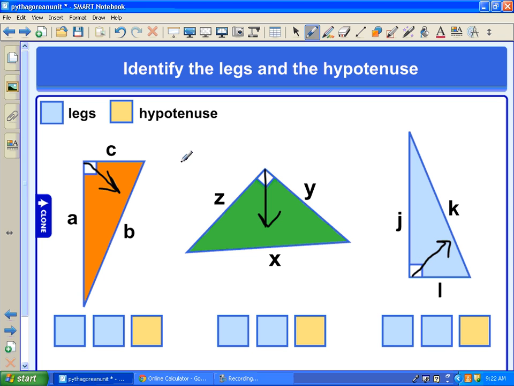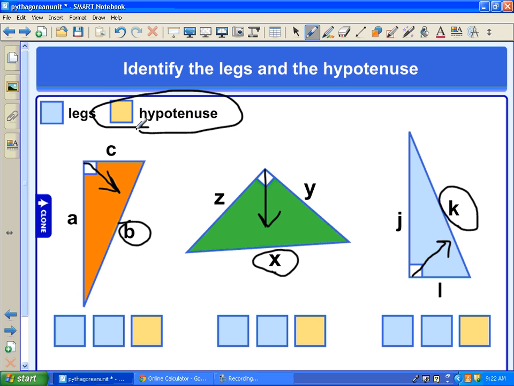Now, the side that the arrow is pointing towards on each one of them, straight across from the corner, is called the hypotenuse. That is the third side and it is always the longest side. It will always be the longest. The other two sides, in this case A and C, are called legs. In this triangle, Z and Y are legs. And on this triangle, L and J are legs.